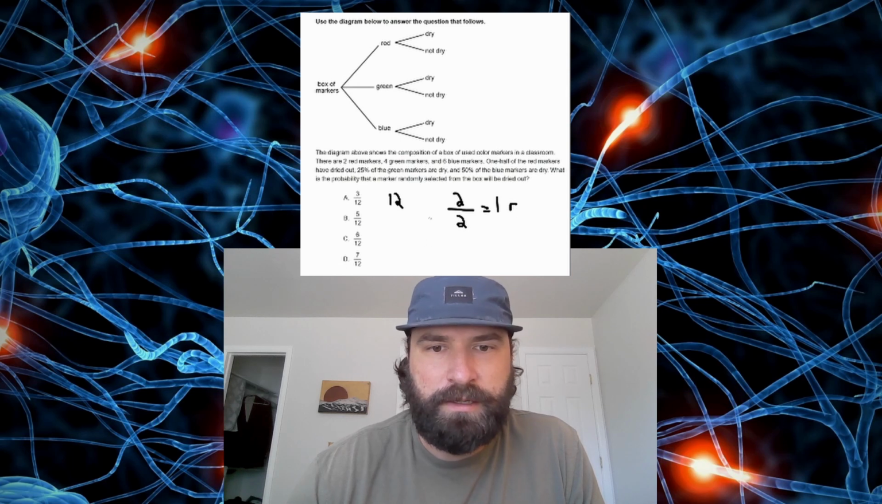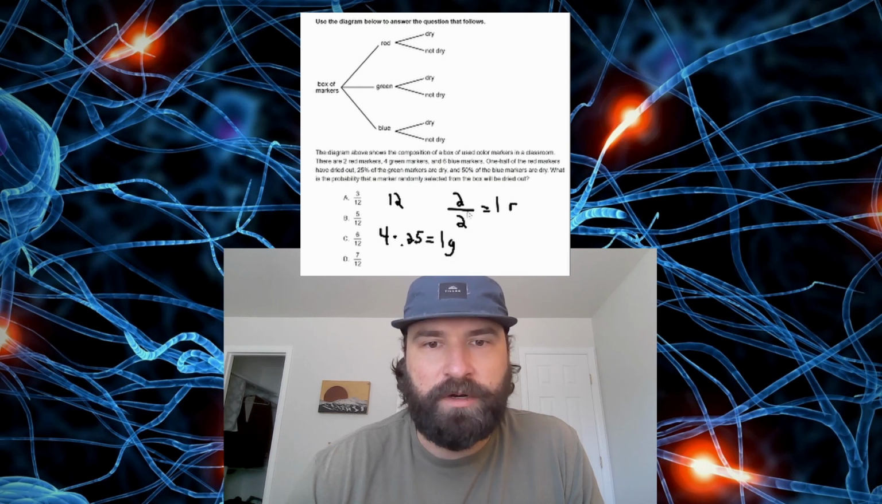So then it's also telling us that 25% of the green markers are dry. So I can take our 4 green markers and multiply that by 25%, or 0.25. And that's going to give me 1 green marker that's dry.